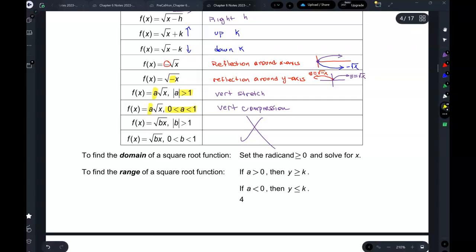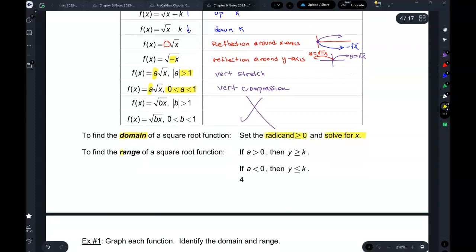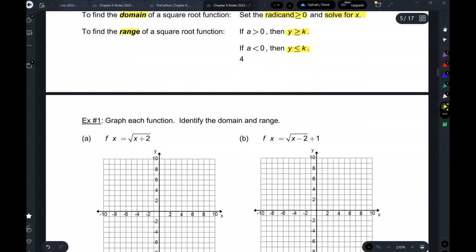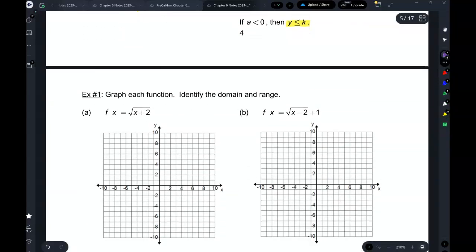So to find the domain, always, what you're going to do is set the radicand greater than or equal to 0 and solve for x. To find the range, it's always going to have to do with the k. It's either going to be y is greater than or equal to k or less than or equal to k. We'll do a couple right now, okay? All right, let's take a look at this one.